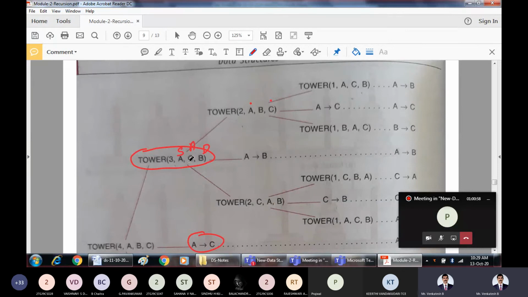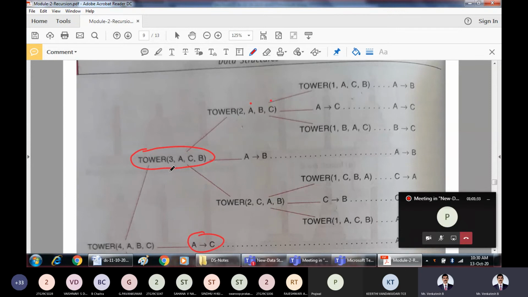What it says: move the top n minus 1 disks from source to auxiliary. That means from A to C you have to move. That's what I have written, from A to C. Recursive procedure: move the top n minus 1, n is 3, 3 minus 1 is 2. Move them from A to C. When you are moving from A to C, B will be the auxiliary. Then what is the next step? Move the disk from A to B.